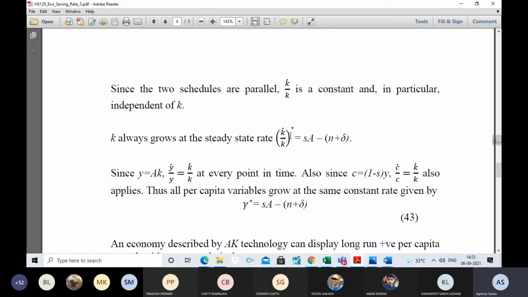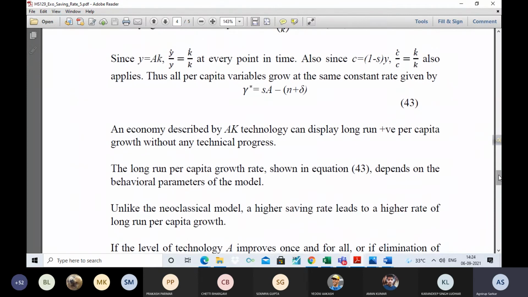So basically, what do we notice here? Something that is a kind of unique result is that y dot by y is equal to k dot by k, and c dot by c is also equal to k dot by k, right? So all per capita variables grow at the same constant rate, which is given by this. So in the long run, at the steady state, all per capita variables grow at the same constant rate that is given by this. So the growth rate of output per capita is captured by this. The growth rate of consumption per capita is the same, and so is the growth rate of capital per capita.